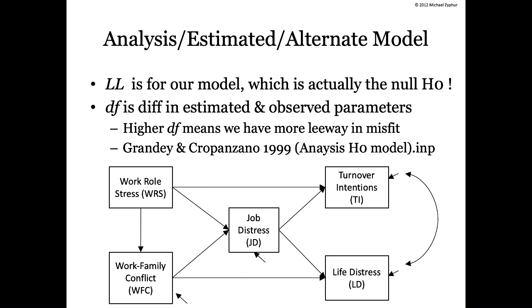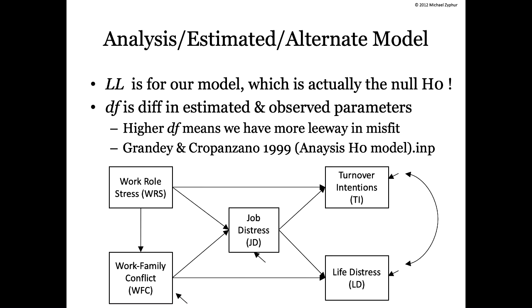The df in this model is the difference in the number of estimated parameters and the number of observed parameters implied by the data. So how many observed parameters did we have in the data? K means, whatever the number of variables we have, that many means, and k times k minus 1 divided by 2 covariances. So when we subtract the number of estimated parameters from that number, given the number of observed variables, that gives us our degrees of freedom.